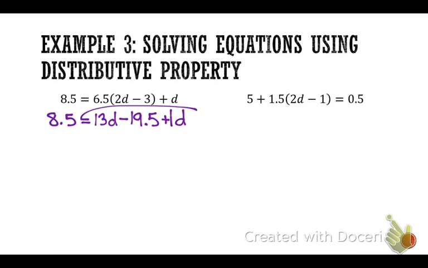All right, what can I combine over here? What can I combine? One of my like terms. All right, I have 13D minus 19.5 plus 1D. Allie? Very good, my D's. And what's 13 plus 1? There you go, 14D. Okay, so 8.5 equals 14D minus 19.5. All right, you think you guys can take it from here? Yes. All right, let's go ahead and finish.